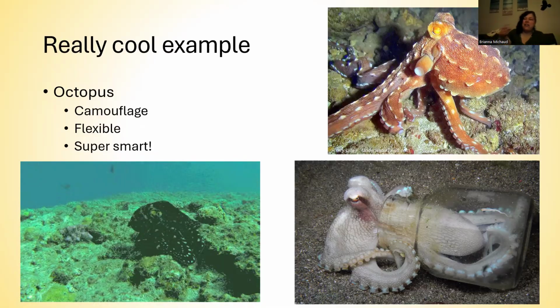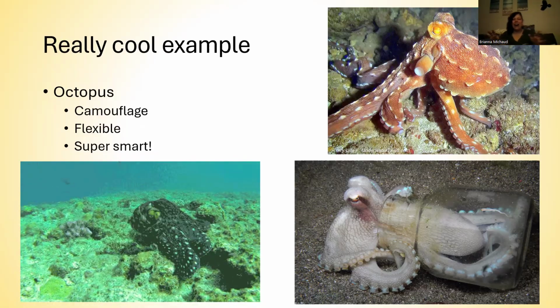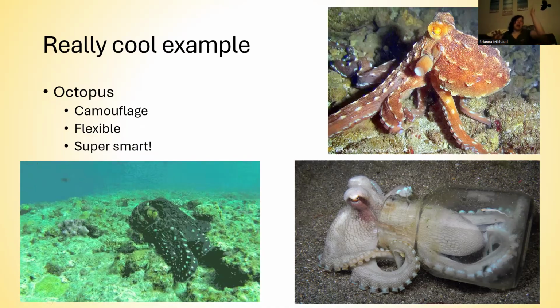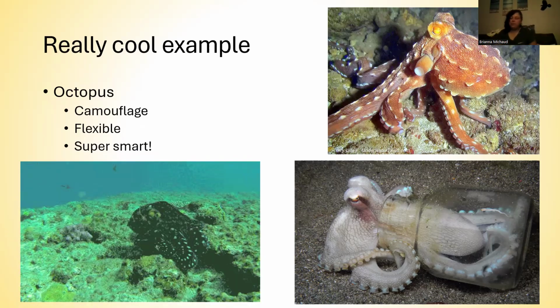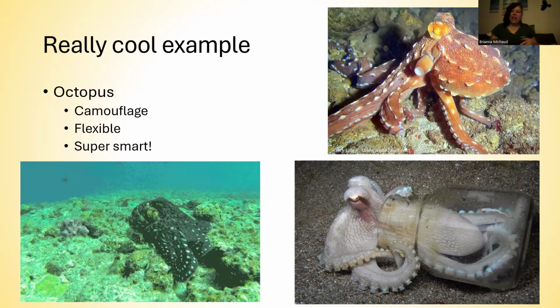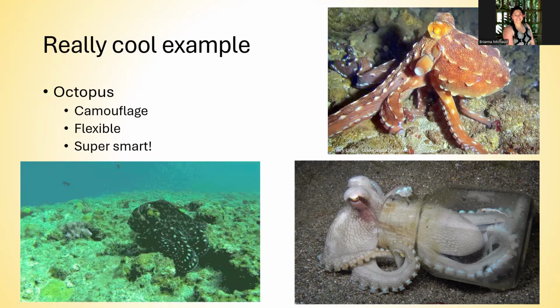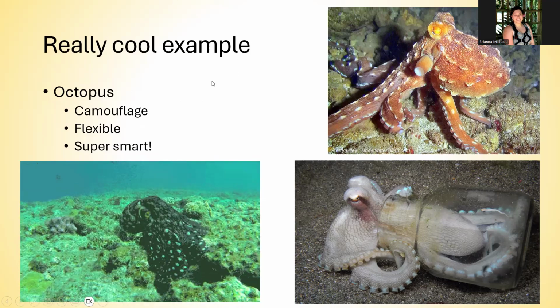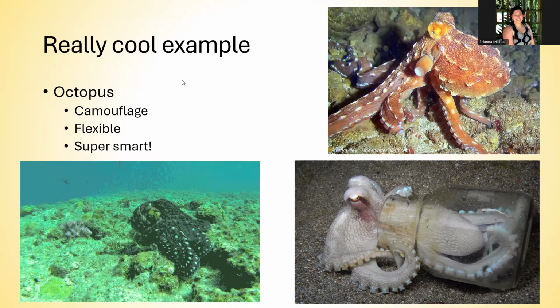So, for example, the test they did for this was they had two octopi in two tanks, and they put a wall up between them so they couldn't see each other. And they took one octopus and they gave it a crab in a jar. And octopi love to eat crabs. That is one of their favorite foods.